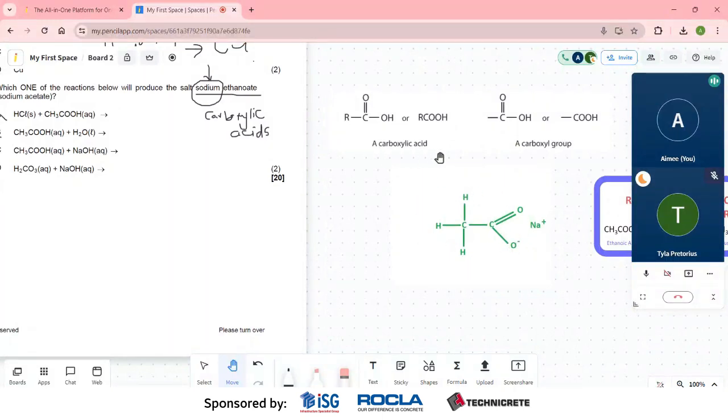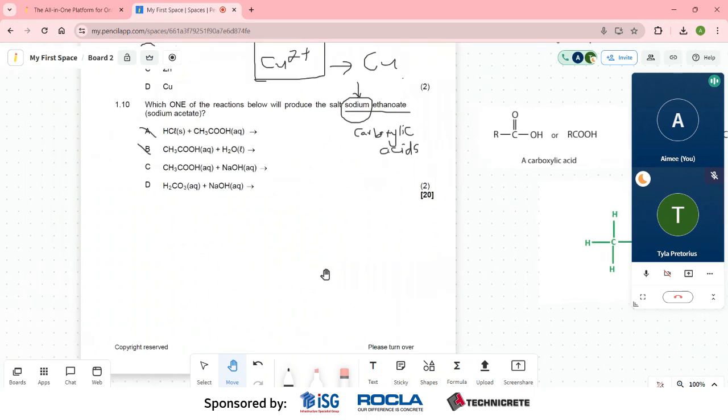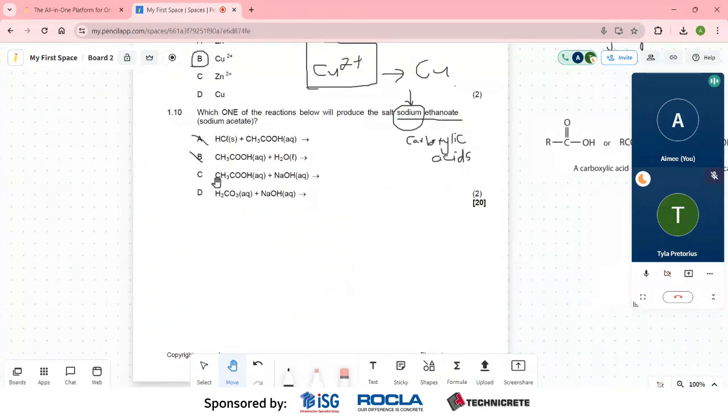A carboxylic acid, as you know, needs to have a double oxygen, one bonded to a carbon with a double bond, and another bonded to a hydrogen to make a hydroxyl group that is bonded with a single bond. So to make the carboxylic acid, not only do we need sodium, but we need a COOH functional group. Only one of the options between C and D has a COOH functional group, which means our answer has to be C. Only C is capable of making sodium ethanoate.